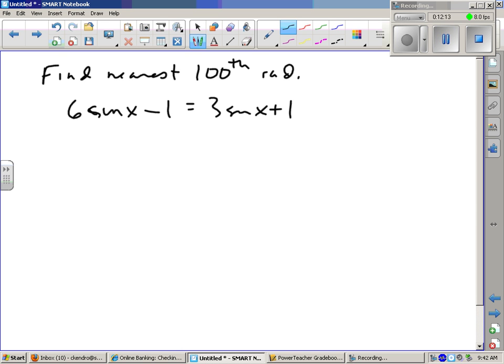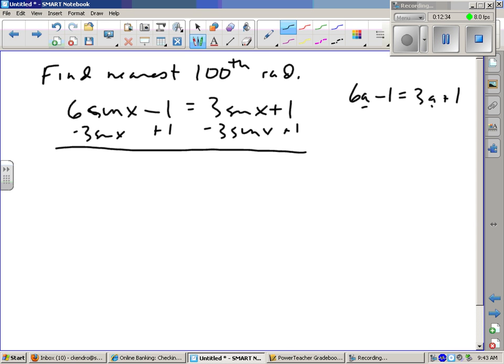Now you have to think algebra here a little bit. Instead of sine x, let's say I had 6a minus 1 equals 3a plus 1. Same problem, except I have a instead of sine x. Treat it like you would a problem like that. So I'm going to subtract 3 sine x from both sides. And I'm also going to add 1 to both sides. So I have 3 sine x equals 2. Divide by 3. So sine x equals 2/3.